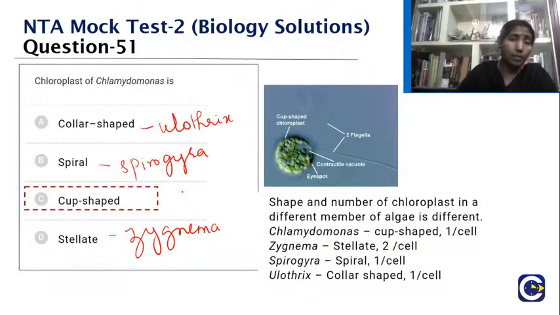Now come the numbers. The cup shaped chloroplast is 1 per cell, whereas the stellate, star shaped chloroplasts will be 2 per cell. What about Spirogyra? That spiral shape will be 1 per cell, and the collar shape also will be 1 per cell. Only the stellate, star shape chloroplast will be 2 per cell. It is not spiral; the spiral we observe in Spirogyra, as the name goes. So the cup shape we observe in Chlamydomonas. Okay children?